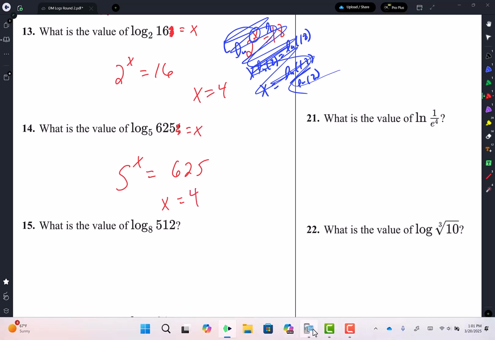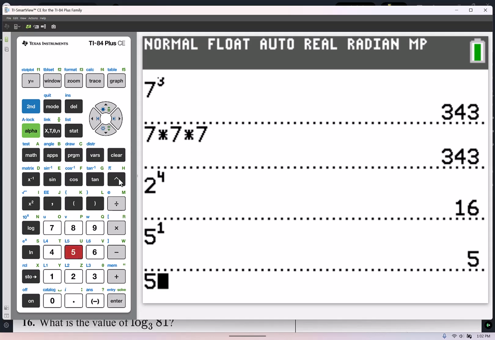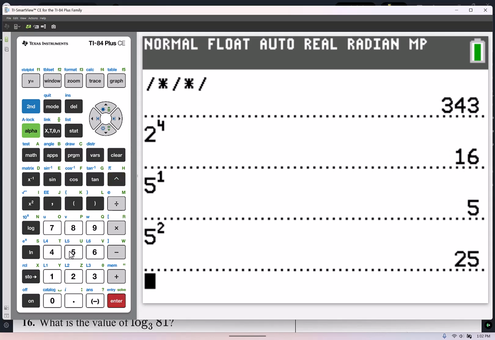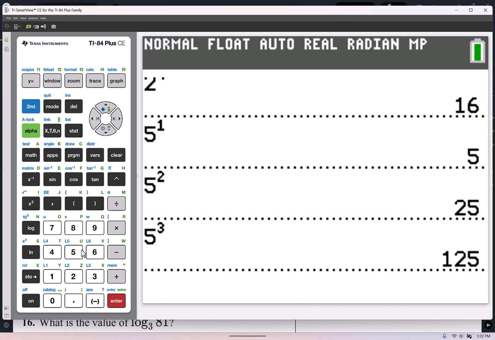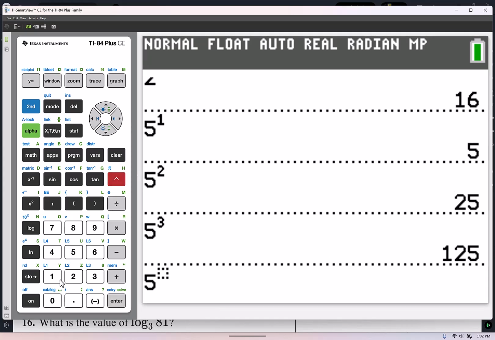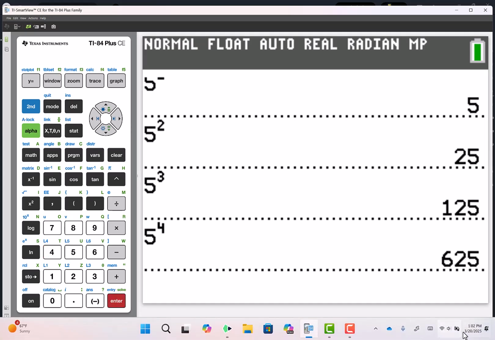I did this in my head, guys. 5 to the power 1 is 5. 5 to the power 2 is 25. 5 to the power 3, well, that's 25 times 5. If I have 5 quarters, that's 125. And then 5 to the power 4 is 125 times 5, so 125 five times. Did I do that right? That's 625. So cool or not cool?